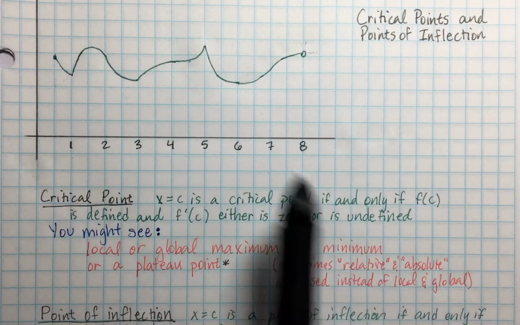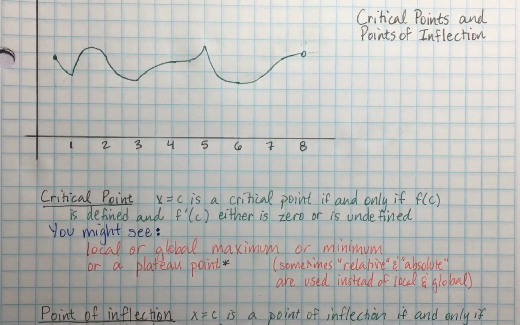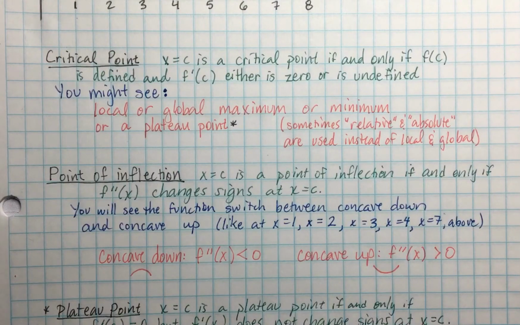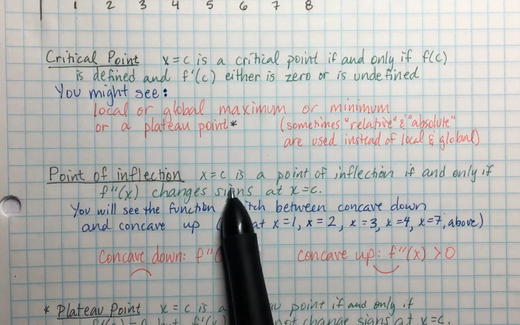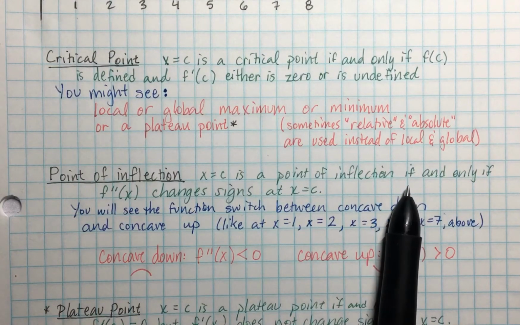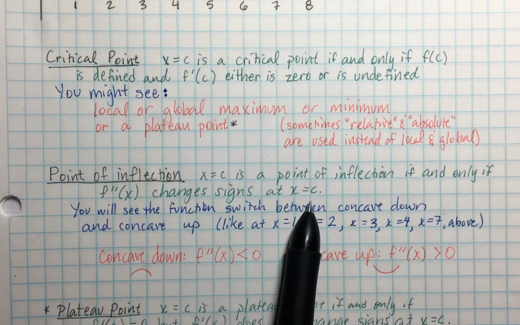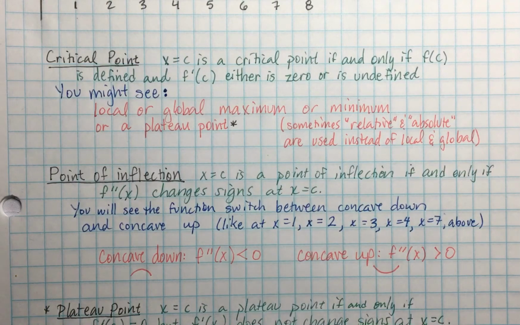So looking at this function, there's a lot going on. Another thing that's in there is something called a point of inflection. So let's look at that definition. So x equals c is a point of inflection if and only if f double prime of x changes signs at x equals c. And we'll get into an example of this in the next video.